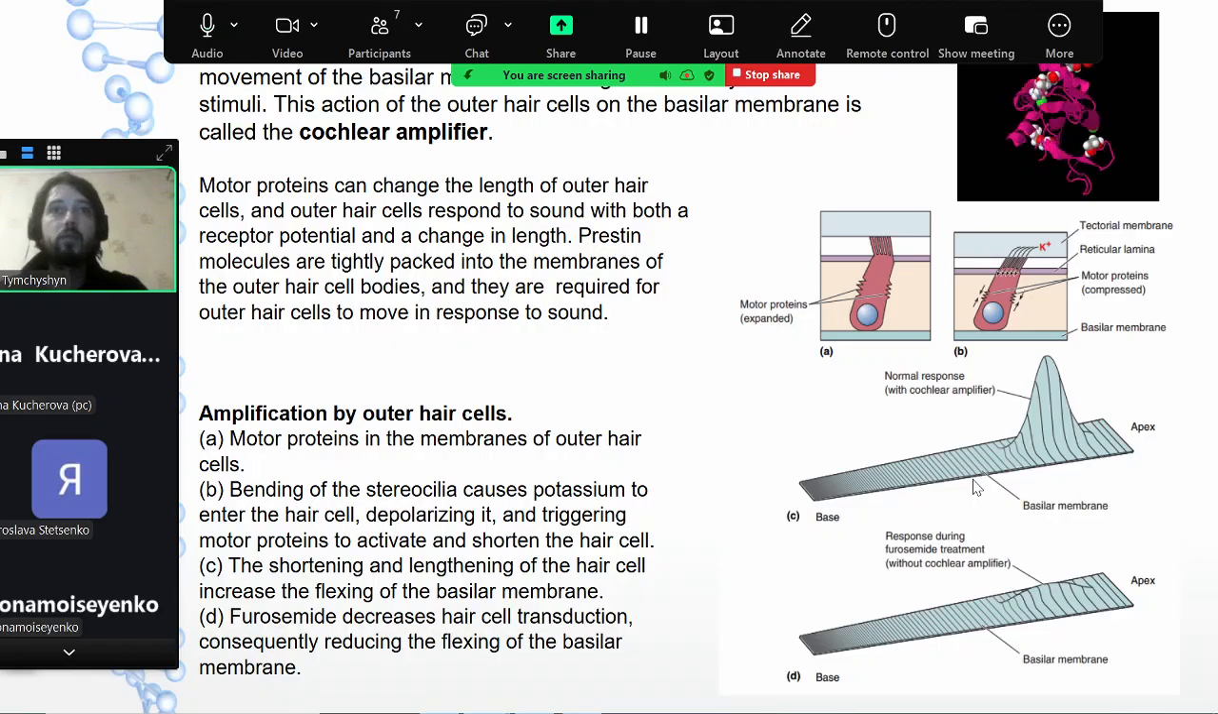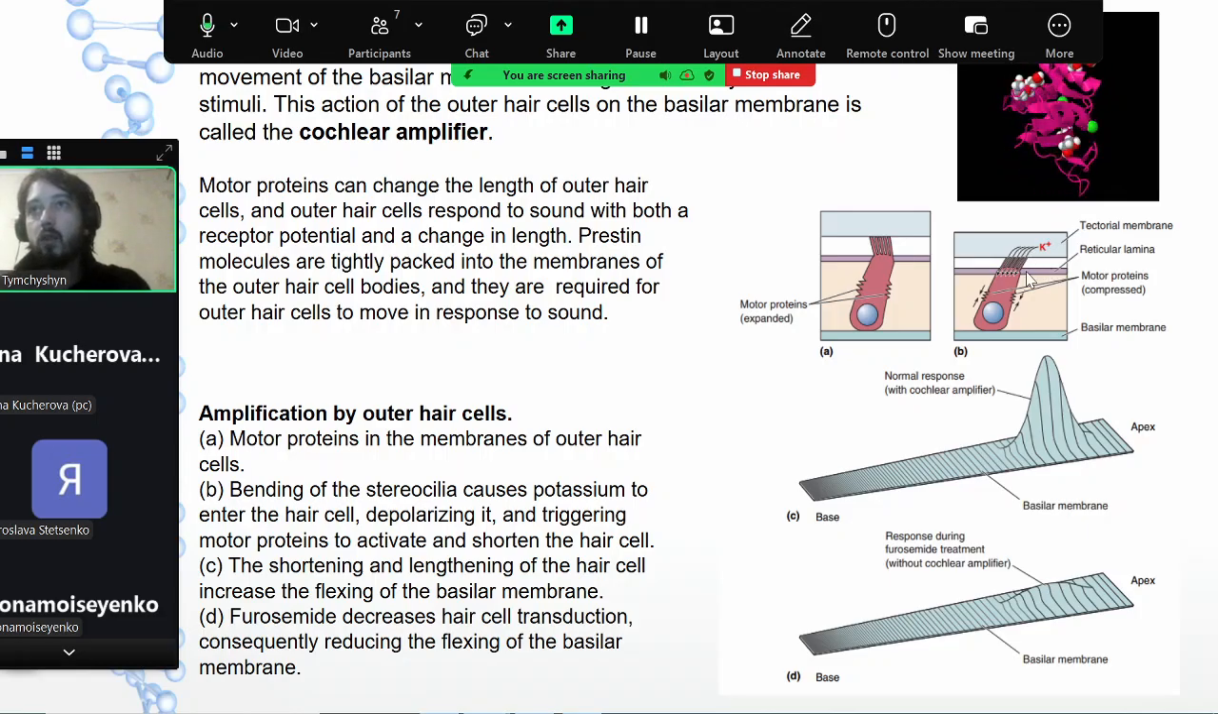This is performed on the biochemical scale. That's performed with motor proteins that can change the length of the outer hair cell, and outer hair cells respond to sound with both receptor potential and change in length. So here you have a picture. Here is the tectorial membrane. So you see they are connected to that tectorial membrane.